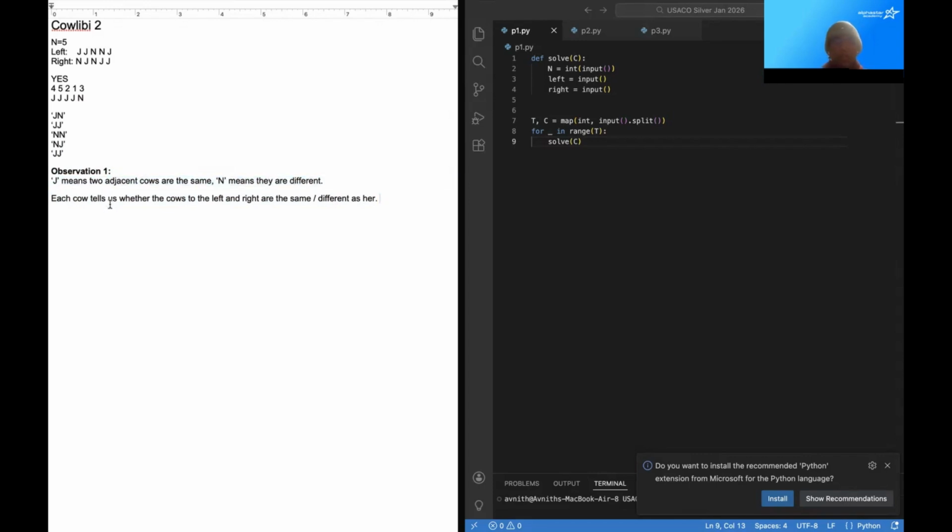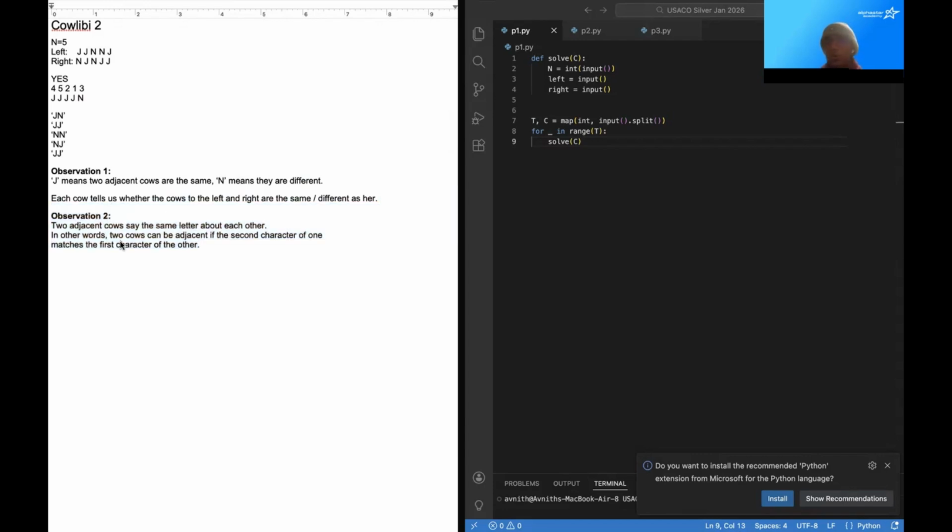To see that, if Farmer John's cow says the cow to her left, for example, is J, that means the cow to her left is Farmer John's since she's telling the truth. So those two cows are the same type. Meanwhile, if Farmer Nodge's cow said the cow to her left was J, that means she's lying, and the cow to her left is actually Farmer Nodge's. But in either case, those two cows are still the same type. And similarly for N, that means those two cows are different types. So now we know that two cows tell us whether they are the same or different.